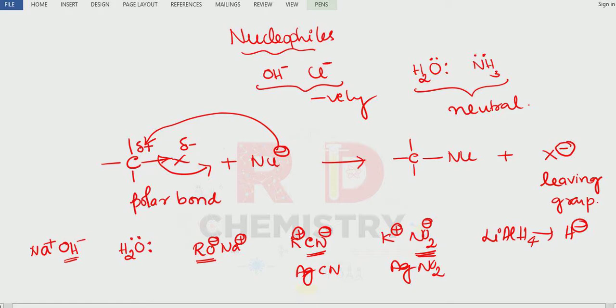Or alkyl metal. For example, CH3 lithium, methyl lithium, CH3 minus and lithium is positive charge. Therefore, R minus and metal is positive charge. So we are going to make use of all these nucleophiles for the reaction here. Okay. Shall we start now? So let me start with the first reaction.